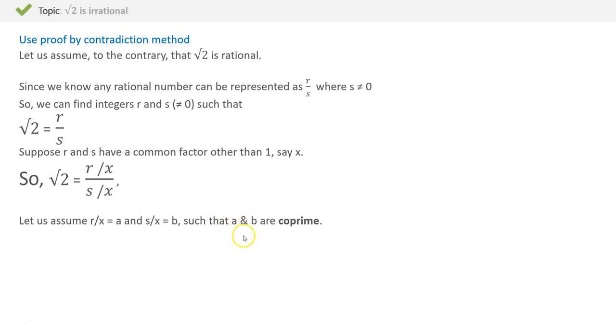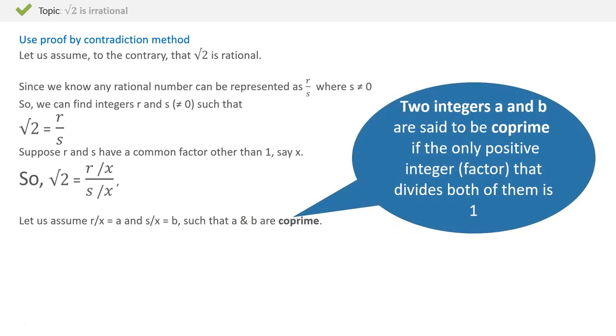So in this case, square root of 2 can be represented as r by x divided by s by x, and that, let's say, gives me a and b. Then the values of a and b will come in such a way that they will be co-prime. So what do we mean by co-prime? Two integers a and b are said to be co-prime if the only positive integer that divides both of them is 1.